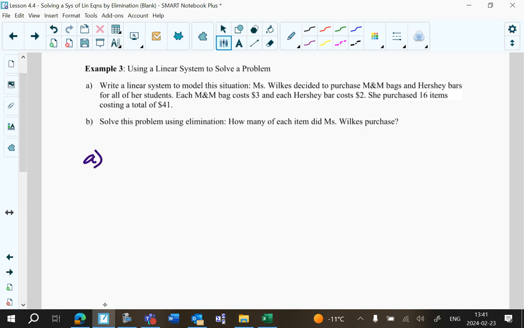Ms. Wilkes decided to purchase M&M bags and Hershey bars for all of her students. Each M&M bag cost $3. Each Hershey bar cost $2. She purchased 16 of them for a total cost of $41. Somehow I have to create a system out of this, 2 equations with 2 variables in each. What would be my variables? What would be my unknowns? The number of Hershey bars and the number of M&Ms. What would you like to call them?